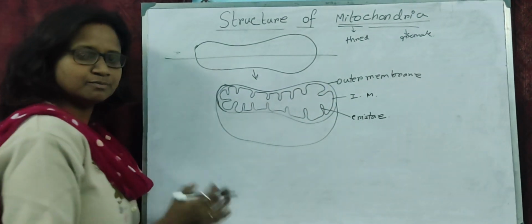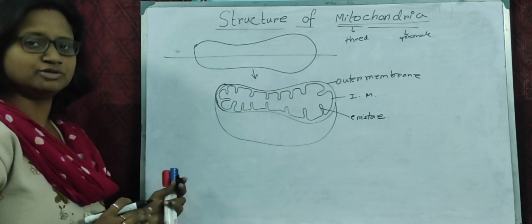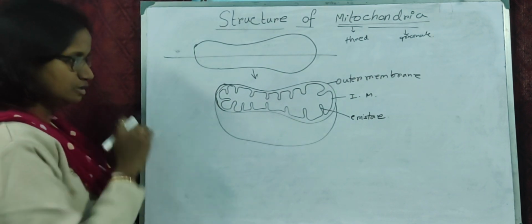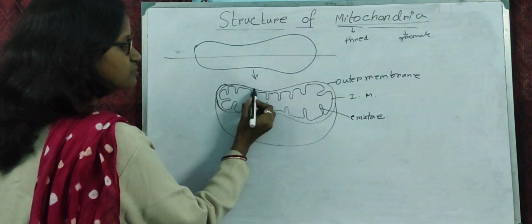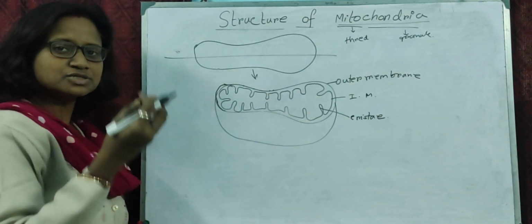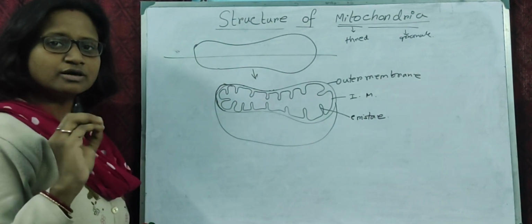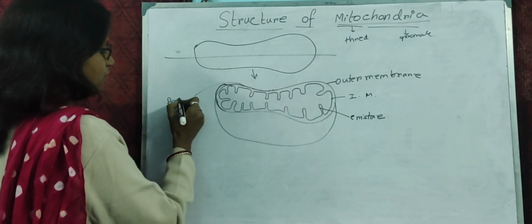Both the membranes are permeable, but the permeability of the outer membrane is high and the inner membrane is low. The outer membrane specifically has a special structure that allows substances to enter the mitochondria. That structure is called porin.